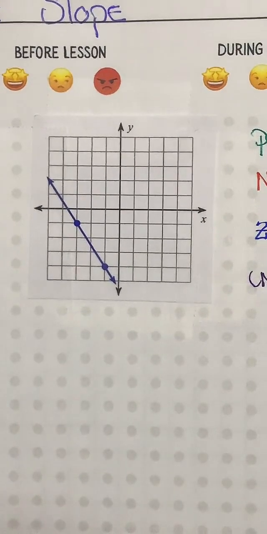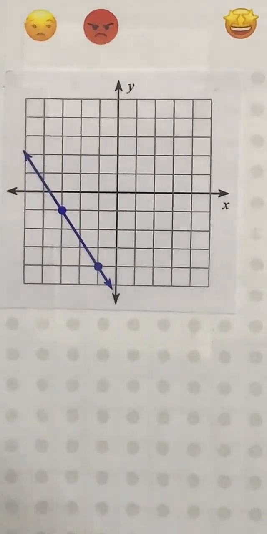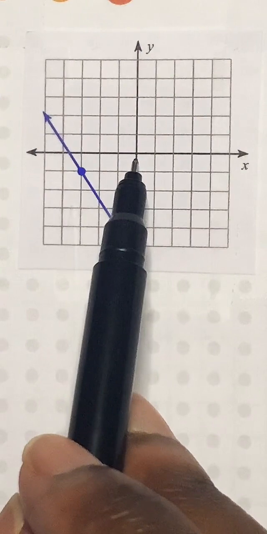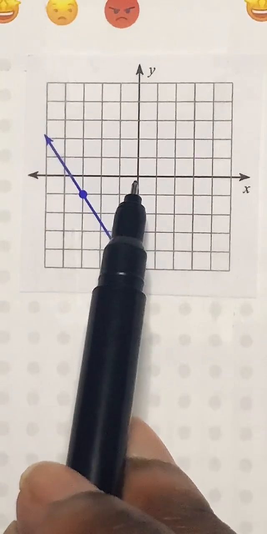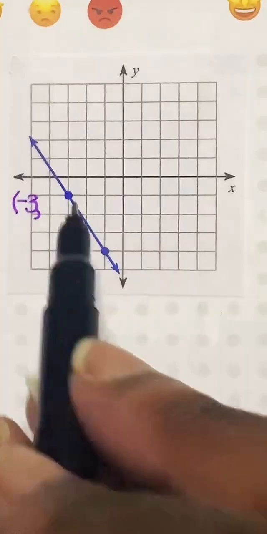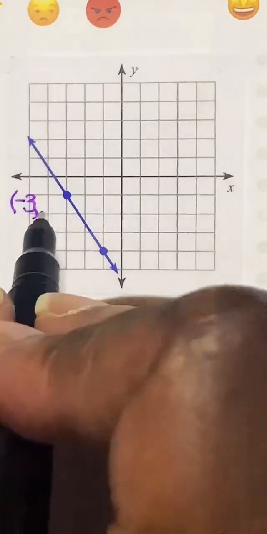If you notice on the graph, there are 2 points. Okay, there's a point right here and a point right there. If you want the coordinates of the point, we're starting here at 0, 0. Then we're moving to the left, 1, 2, 3. So that means my x value is going to be a -3. And then we move down 1, my y value is a -1.